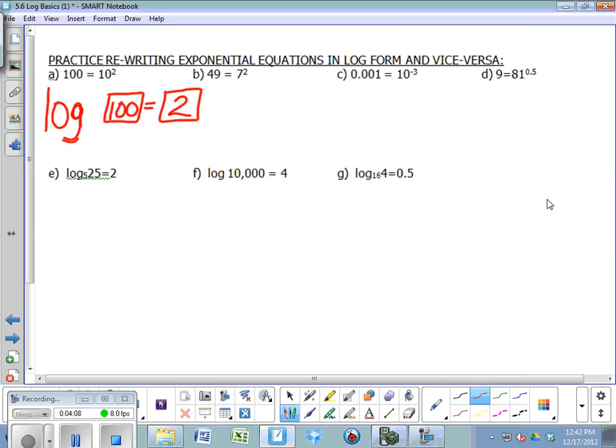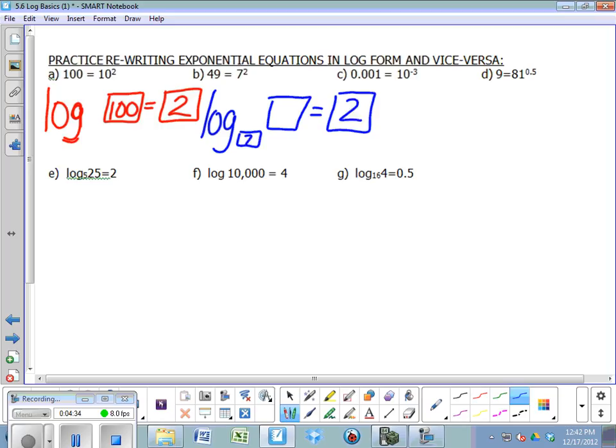Next one. 49 equals 7 squared. That's a true statement. We're not asking you to solve anything. We're asking you to rewrite it as a log. You need a little base. The log of something equals the exponent. So that's where everything goes. The little subscript is the base. And what's the base in this problem? The base is 7. The exponent is the answer. What you're logging is 49.